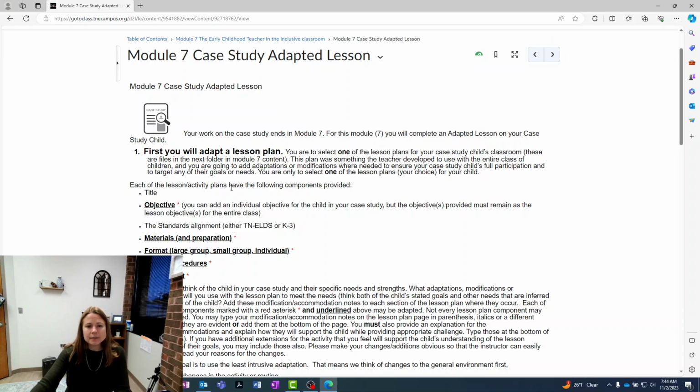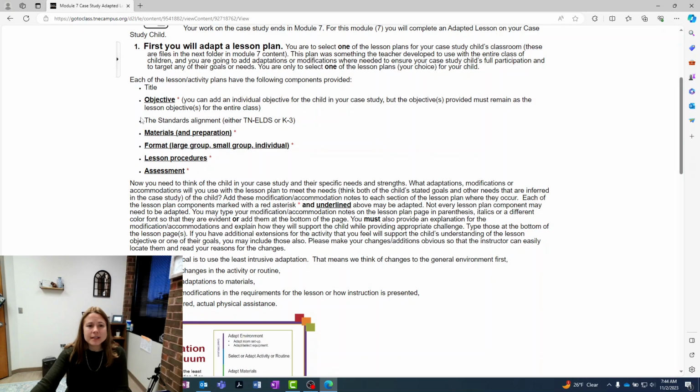So for each of the lesson plan activities, you have to have the following components. You have to have a title and an objective. You can have your individual objective for the child in your case study, but the objectives in the lesson plan have to remain the same, so you can't change that, okay? Because these are your standards for the entire class, so just keep that in mind.